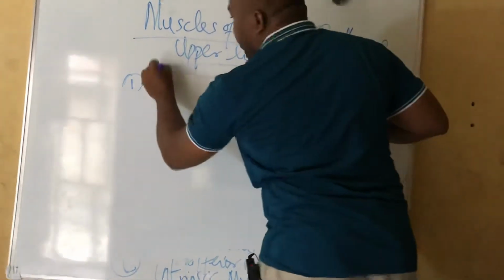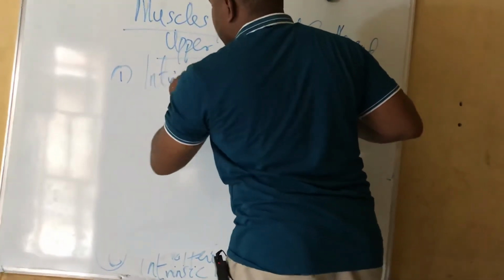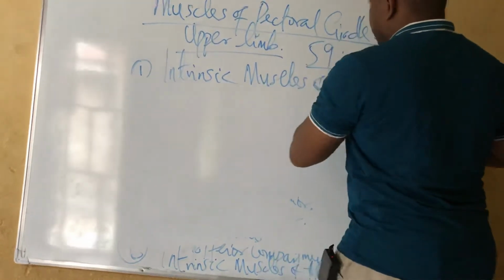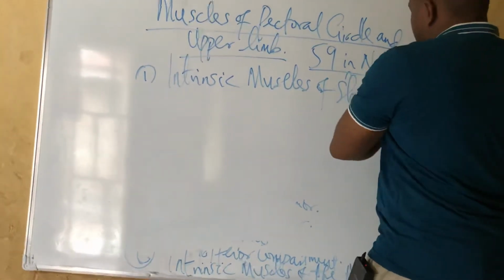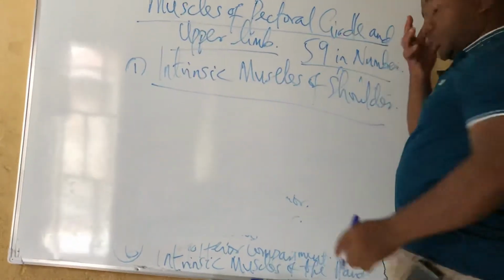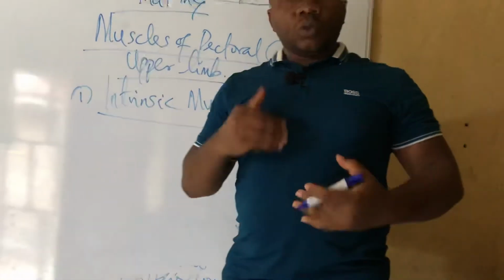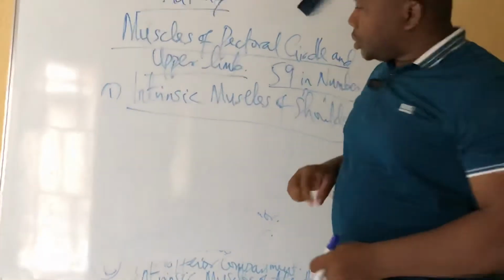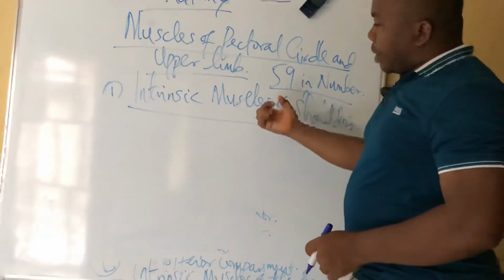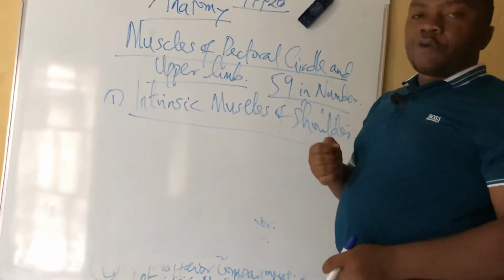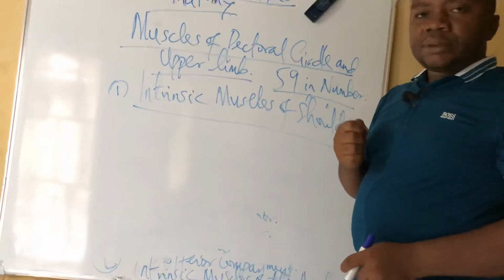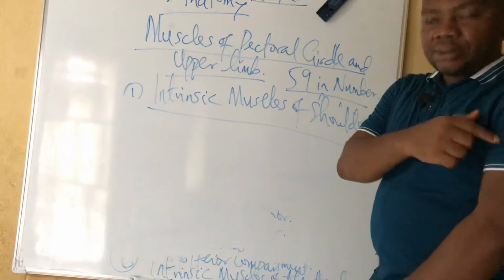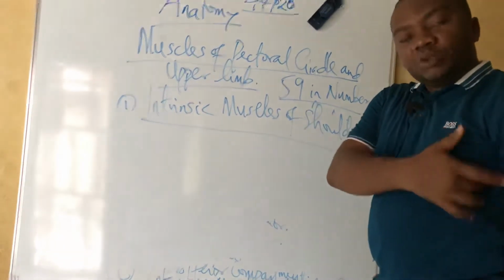Next group of muscles, we refer to them as the intrinsic muscles of the shoulder. When we say intrinsic, it means these muscles will be generated from the scapula and the clavicle. So the intrinsic muscles are muscles that will take origin from the scapula and the clavicle and go to the humerus and insert. They will also take origin from the thoracic cage.